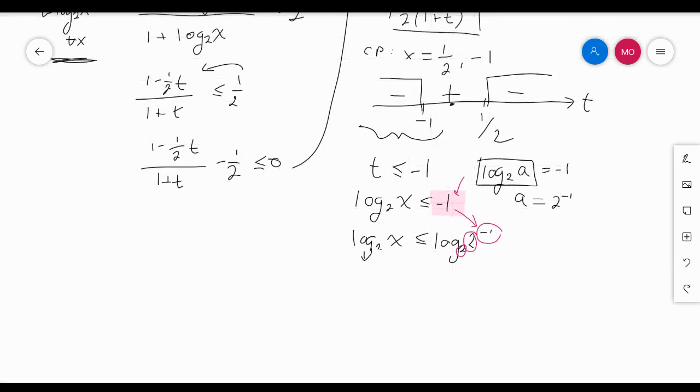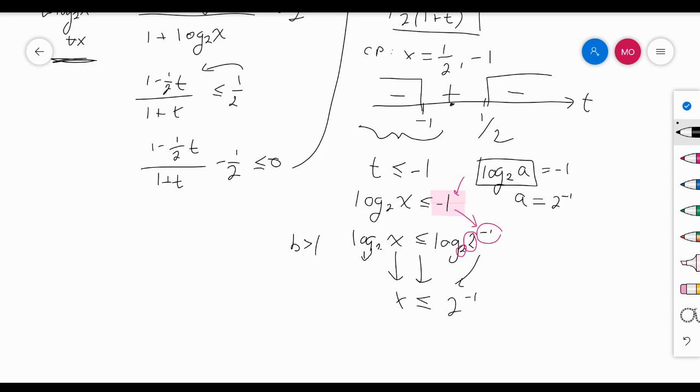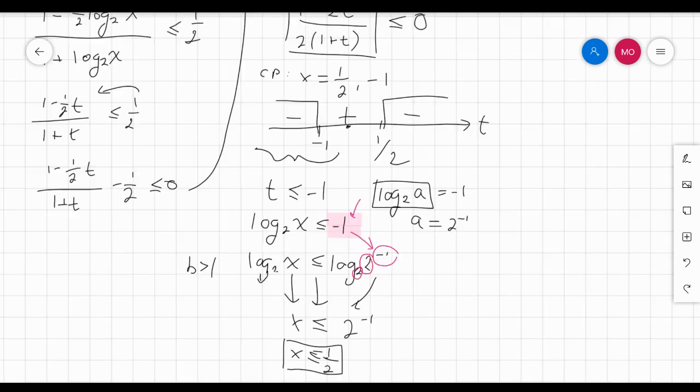Okay, now that I'm done talking about that. You know that since your base is bigger than 1, we're going to keep the inequality sign, and then we're just going to keep each of our arguments. So you get that x is smaller than or equal to 1/2. All right, so that is the first thing that we get. Let's go do the second thing.